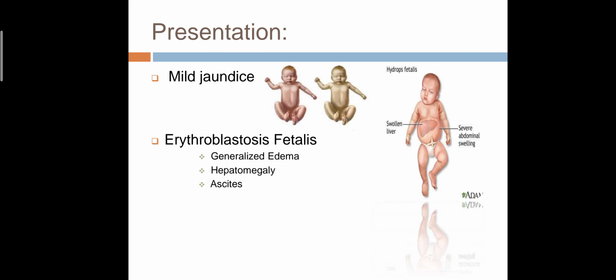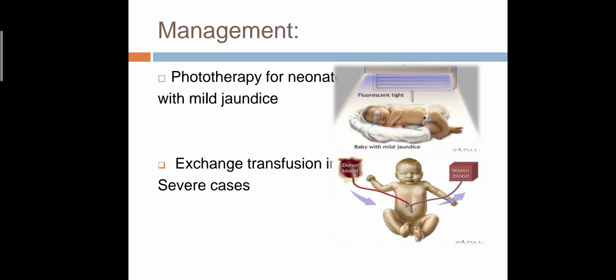Next, what symptoms can you see in the baby? You can see mild jaundice and erythroblastosis fetalis, which is manifested by generalized edema, hepatomegaly and ascites. So these are the signs or symptoms you can see in the baby if the mother has Rh incompatibility. And how to treat it? We can go for phototherapy for neonates with mild jaundice, and exchange transfusion in severe cases.